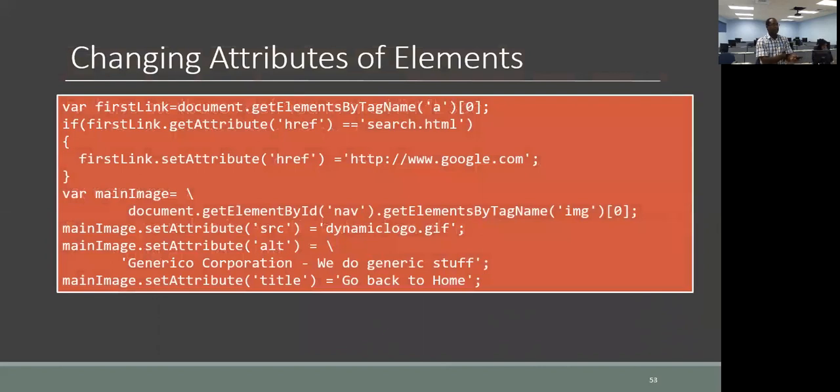So it gets the first link, it gets the href attribute. This is a matter of retrieval, getAttribute, we're retrieving it, and checking to see if it's equal to search.html. If it is, then we can change the value. So we see a simple example of getting and setting here. And similarly, you see the setting now here. Instead of treating the attributes as object properties, we're actually now using the get and set attribute methods to modify them.